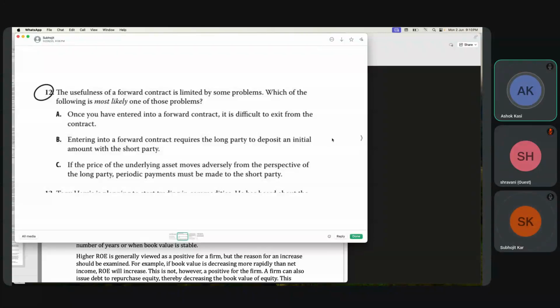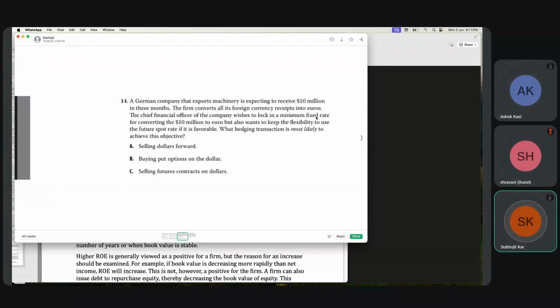See, Shravani, you will get many derivatives questions in the curriculum. Somehow they have mixed them up. Whenever you find derivative questions, you can just ignore them. Because once we finish derivatives, when you come back and see these questions, it will be easy for you.